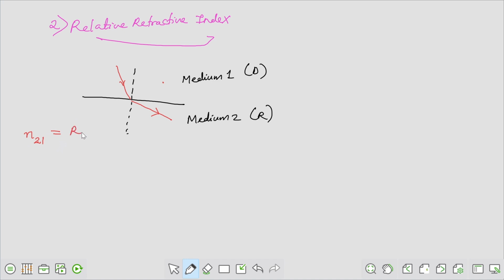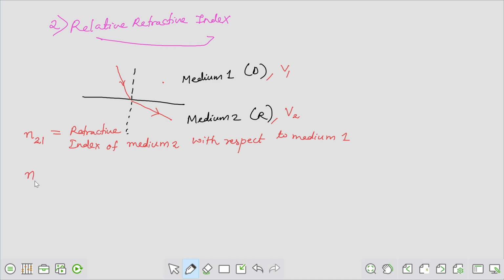Okay, refractive index of medium 2 with respect to medium 1. Yes. Now let's say the speed of light in medium 1 is V1 and speed of light in medium 2 is V2. Okay. Yes. Now let's see the formula connecting all these things.